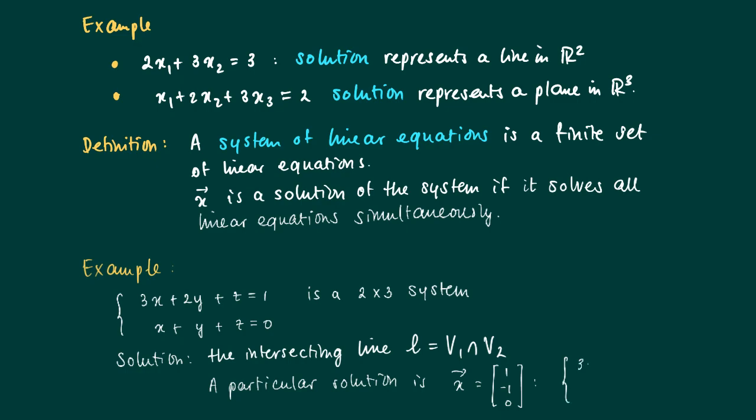Well, just check that both equations are satisfied. Yes, 3 times 1 plus 2 times minus 1 plus 0 equals 1, obviously. And the second equation, x plus y plus z, if we plug in x, then 1 minus 1 plus 0 makes 0. So indeed, x is a solution to the system.